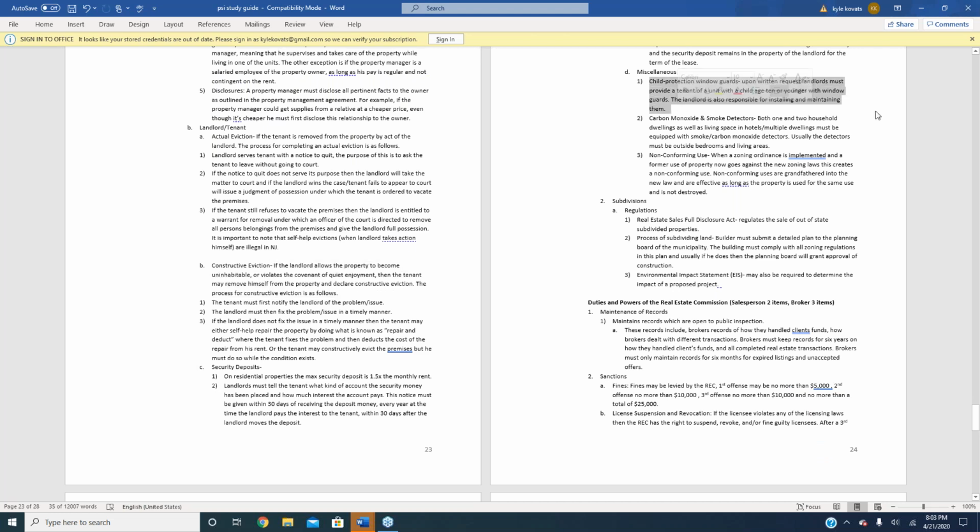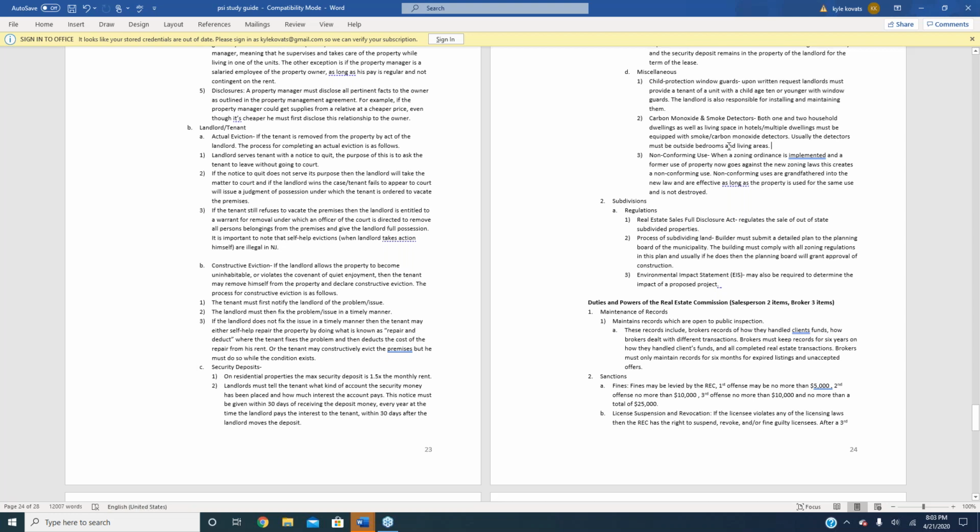These child protection window guards here. If you have a tenant with a child age 10 or younger, upon written request from them, the landlord would have to provide, maintain, and install these child protection window guards. There's 2 exceptions. You don't have to have them on first floor units and windows that lead to fire escapes, because that would be a fire hazard.